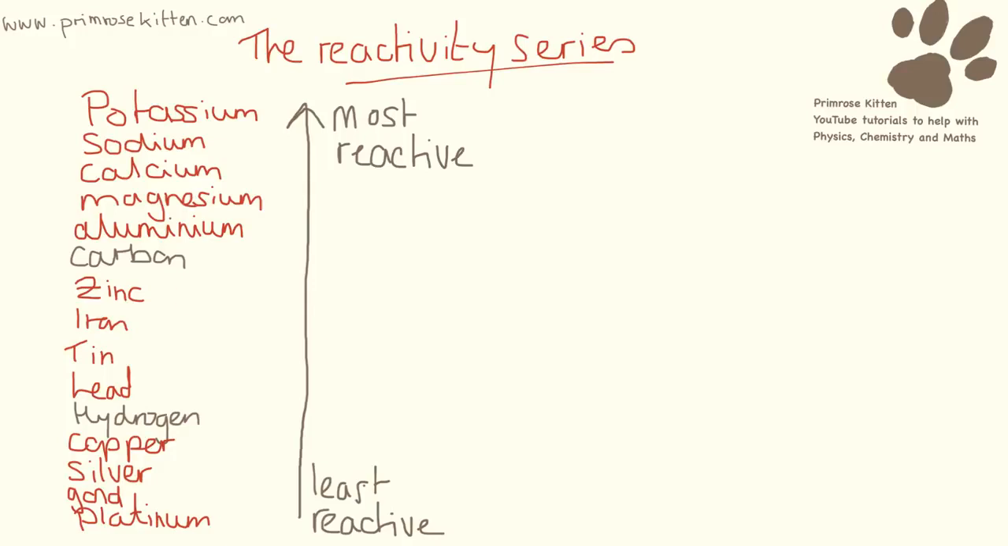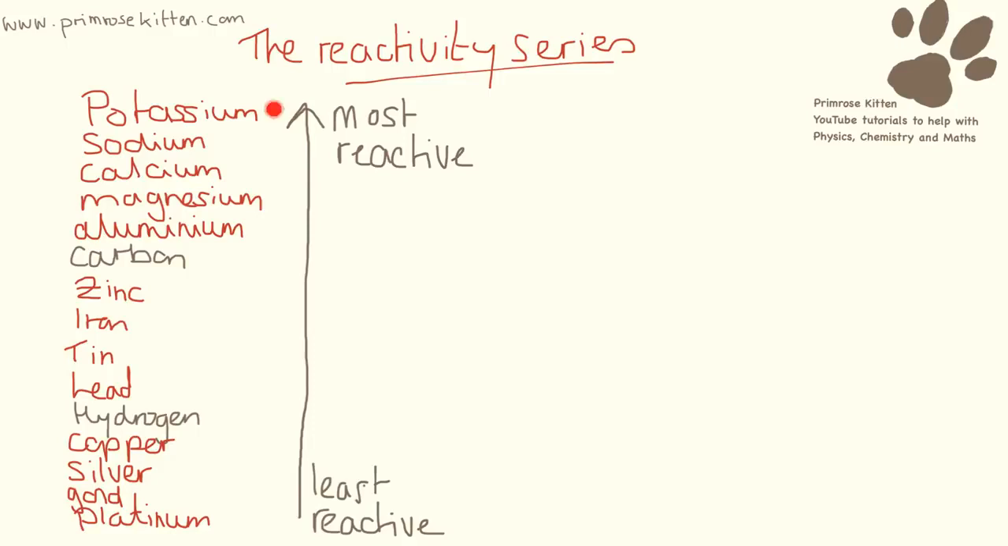The ones in the middle here, zinc, iron, tin, lead and copper, are the metals that we use a lot every day. So you can have copper pans in your house, you can have lead on the roof, or you can have iron in nails. And these ones are a little bit reactive, but not so reactive that we can't use them in everyday life.